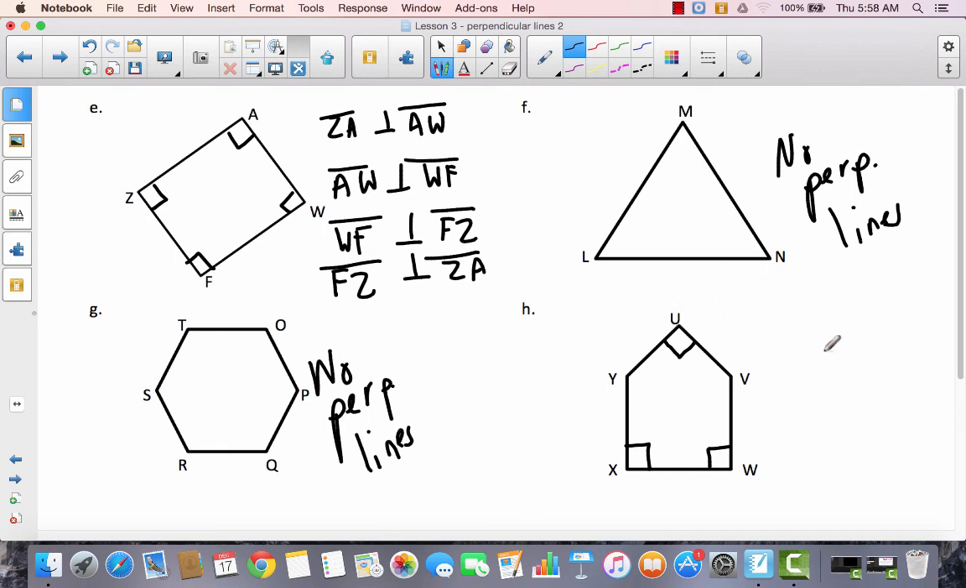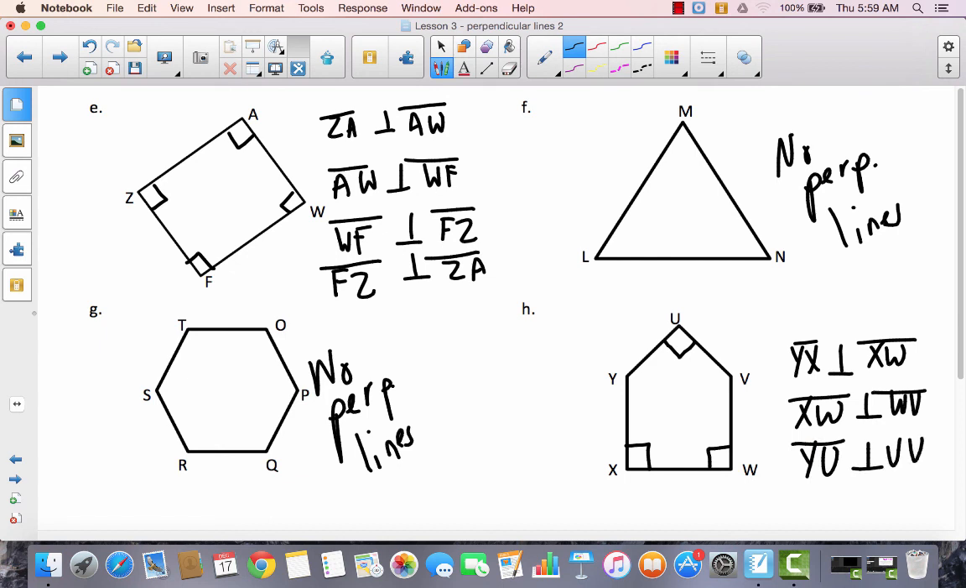All right, so let's just go ahead and list these as a statement. Line segment YX is perpendicular to line segment XW. Line segment XW is perpendicular to line segment WV. And YU is perpendicular to UV. Now remember, you could have reversed any of these and it would still be the same statement.